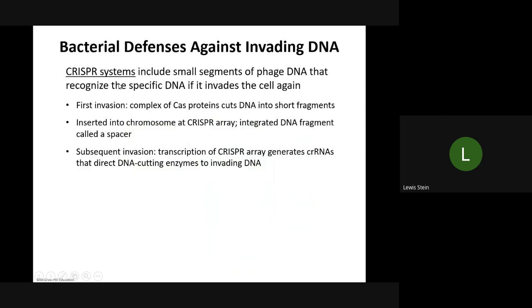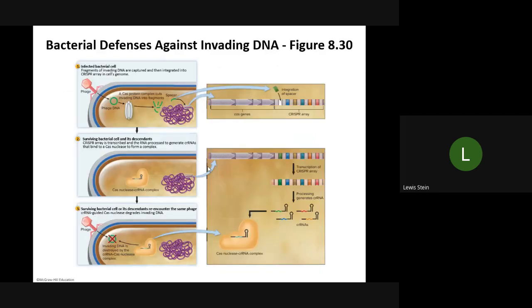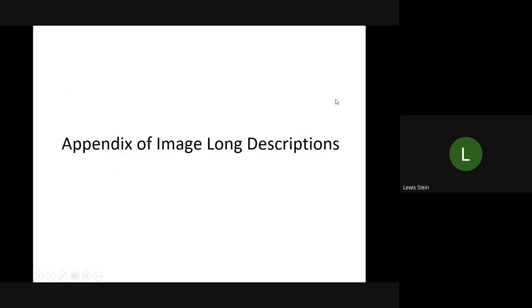We even order these here. We don't have a giant research university, but we've had a number of students doing research, ordering these CRISPR systems. Small segments of phage DNA that recognize specific DNA if it invades the cell again, and so you can order different ones to be utilized in research. And a college lab like ours doesn't do it with pathogens. They typically do a lot of studies with yeast or E. coli, with bacteria that are unlikely to be problematic, without getting into all the different arrays that are there.